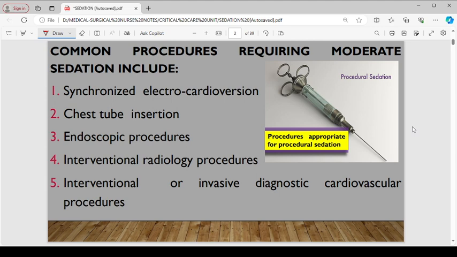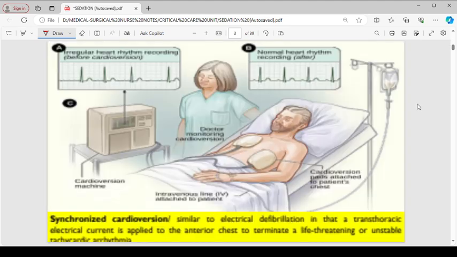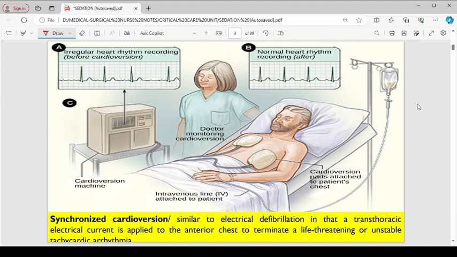We have some procedures that require moderate sedation, and we could list them. The first one is synchronized cardioversion. Of course, this is similar to electrical defibrillation, and in that there is normally a thoracic electrical current that is applied to the anterior chest to terminate a life-threatening or unstable tachycardic arrhythmia. So this is one of the procedures that may require some level of sedation.